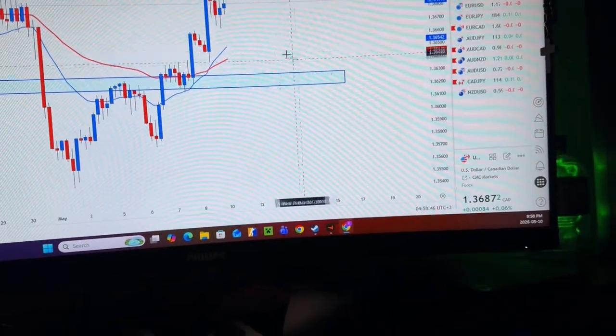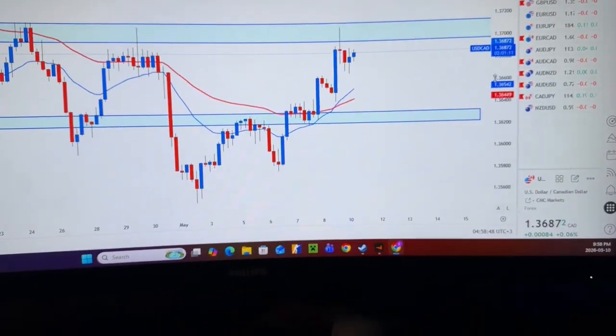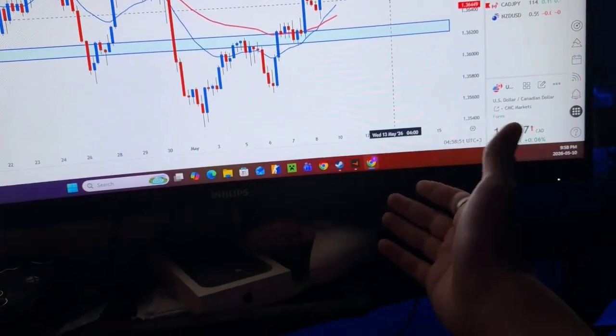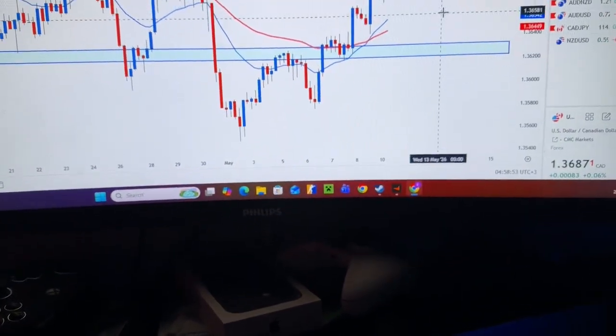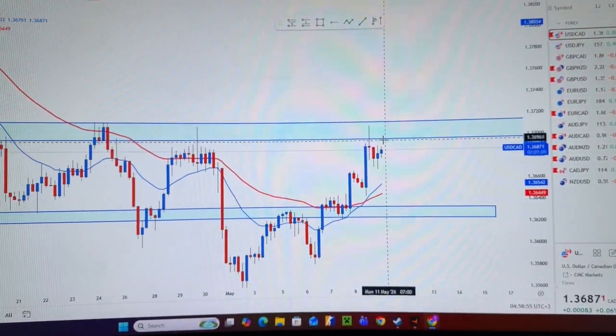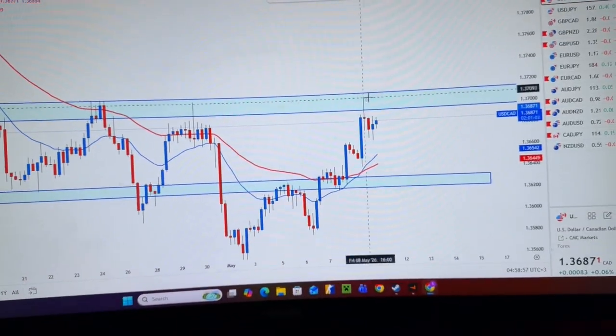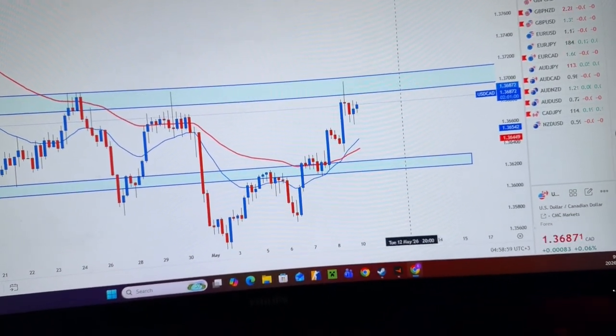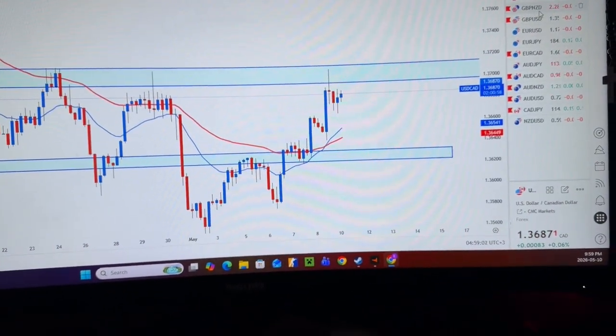So I had USD CAD. I'm waiting for it to... Now the market already opened. It's been like 3-4 hours. I was waiting for it to break this resistance and then retrace, then go up, and it didn't happen yet.